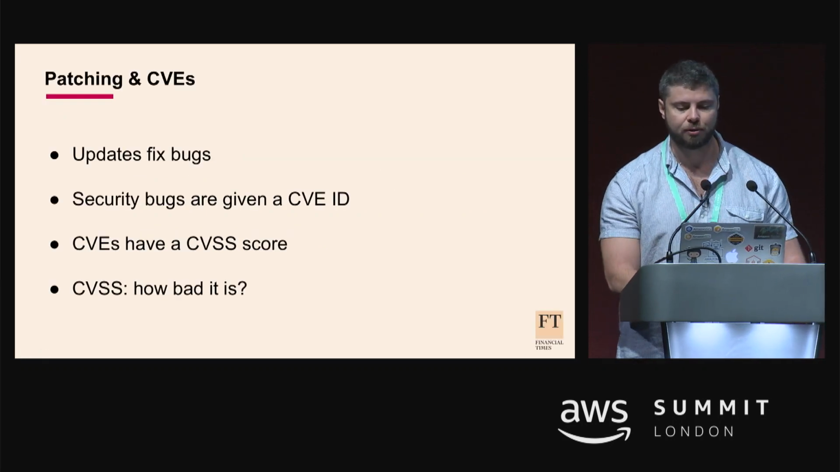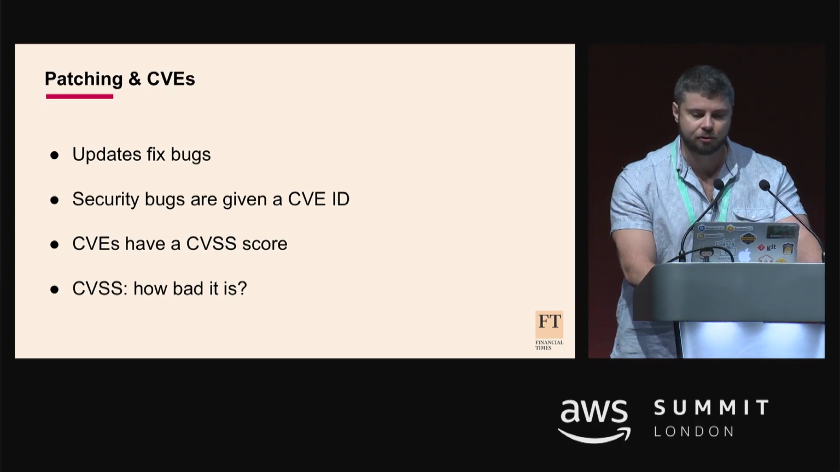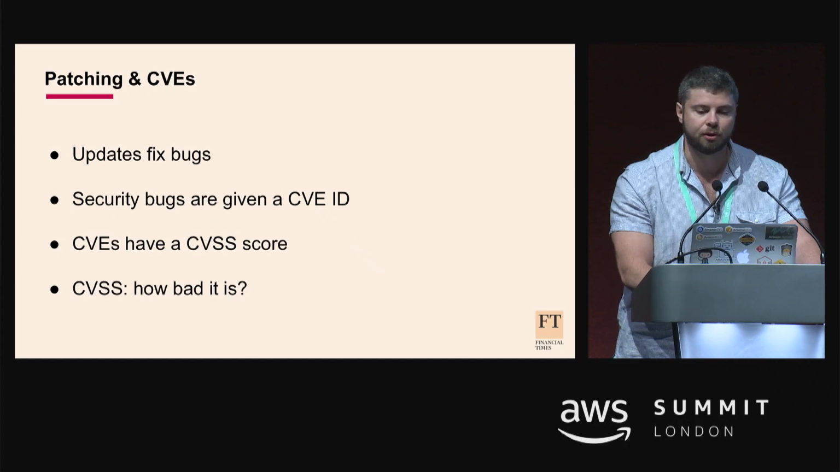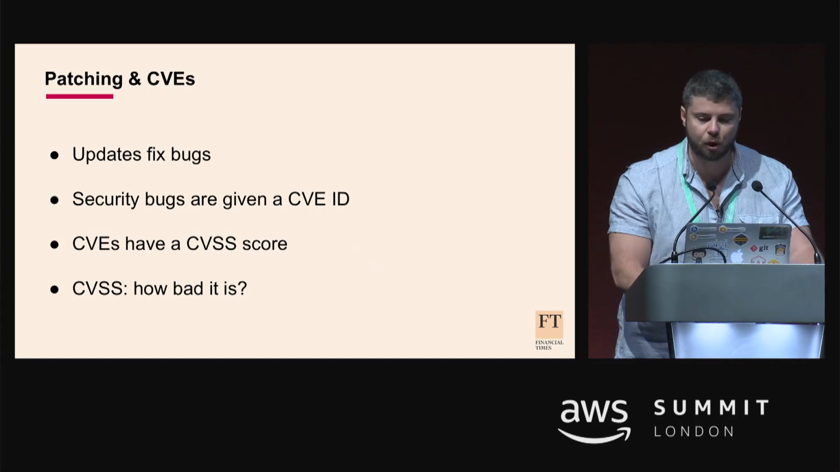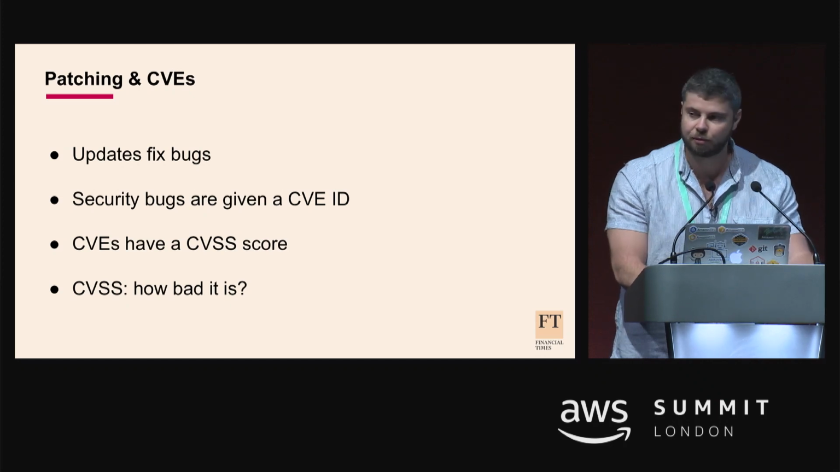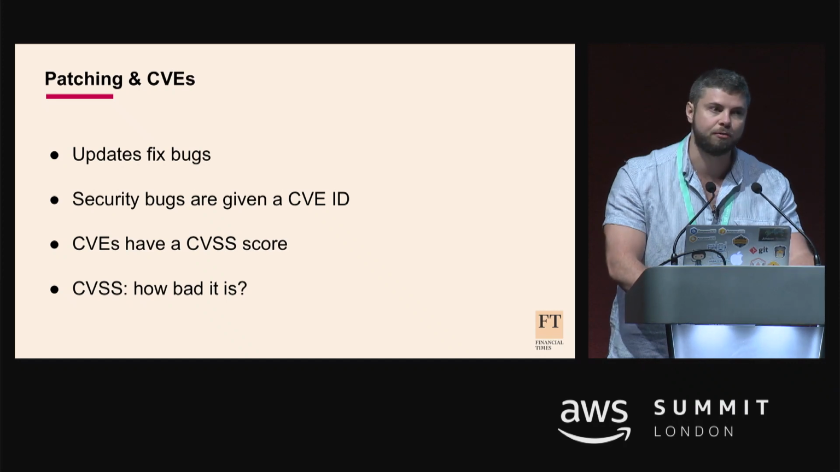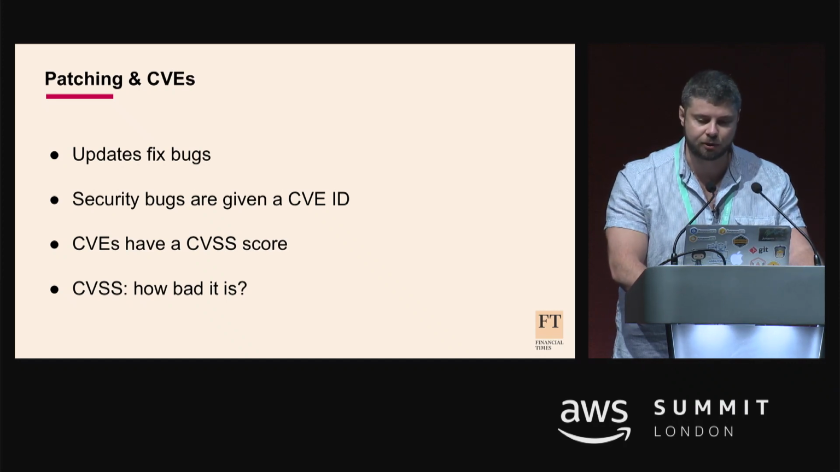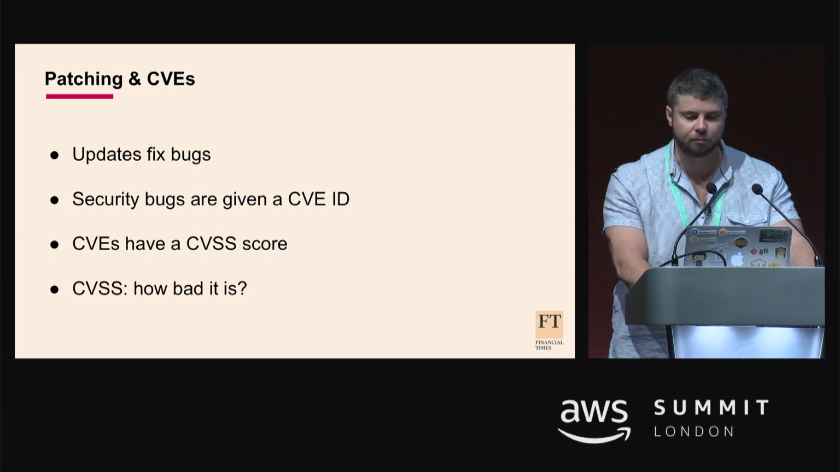All software has bugs. When they are found and fixed, an update is released. When an update fixes a bug that could compromise the security of a system, it's given a unique ID. This ID is called a Common Vulnerabilities and Exposures entry, or CVE for short. This ID allows people to track the details of that specific vulnerability, how it works, any information about how to mitigate it, and if patches are available to fix it.